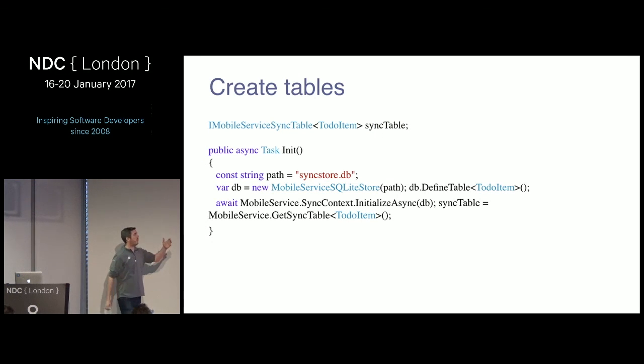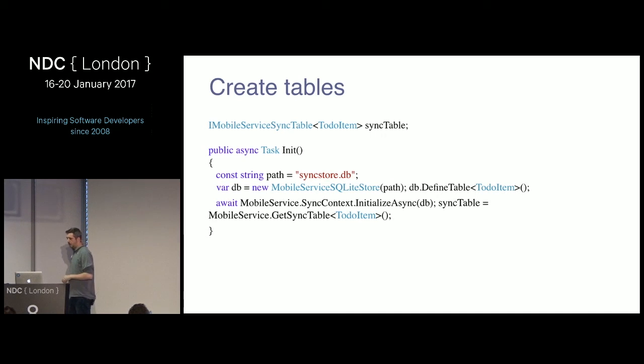In this case, you can see I've got the IMobileServiceSyncTable. Sync table means that it's offline. This supports offline, and everything we do with this table, so all the CRUD operations, the add, remove, the patch, that's all happening on the local SQLite database, and then we'll sync that back to Azure at a later point.